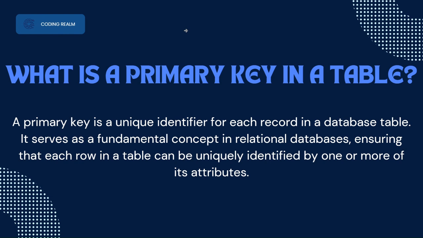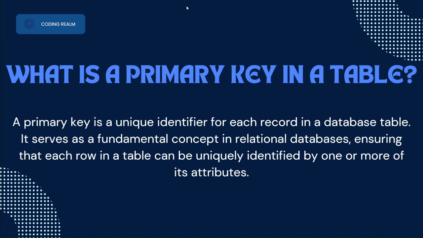The primary key. What is a primary key in a table? A primary key is a unique identifier for each record in a database table. It serves as a fundamental concept in relational databases, ensuring that each row in a table can be uniquely identified by one or more of its attributes.